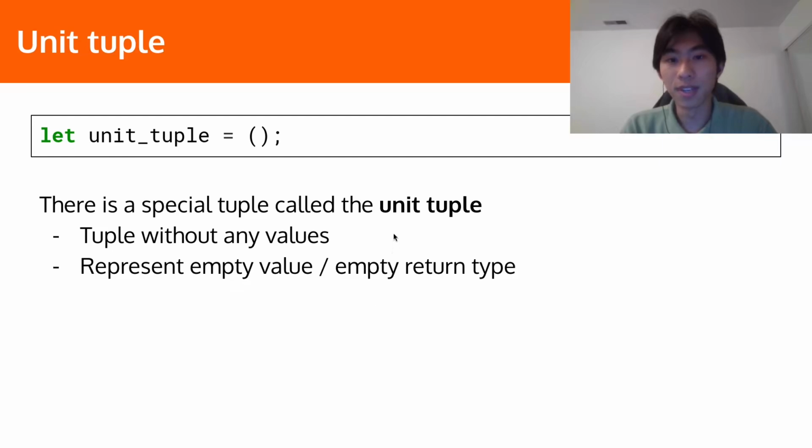A special tuple is the unit tuple, which doesn't contain any values and kind of has 0 length. And this is typically used to represent the empty value or an empty return type like null, but we'll go over some better ways to do this later on in the lecture.